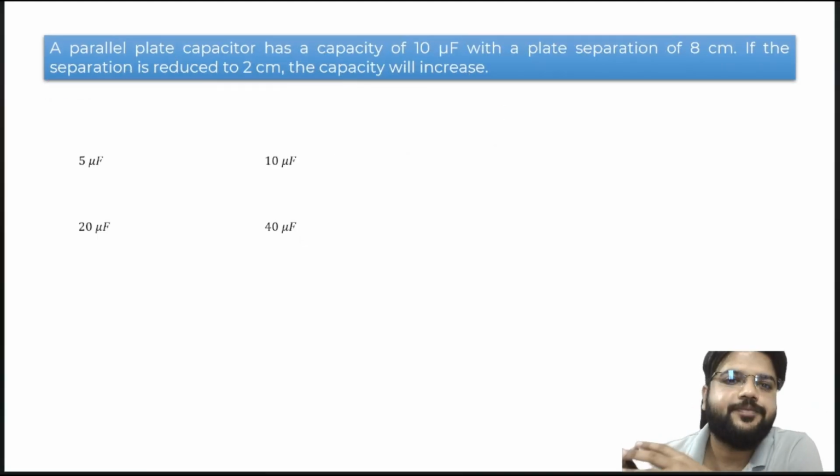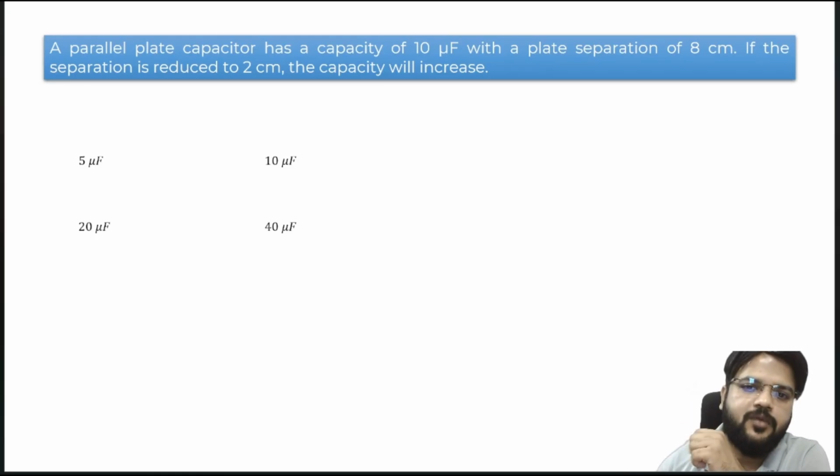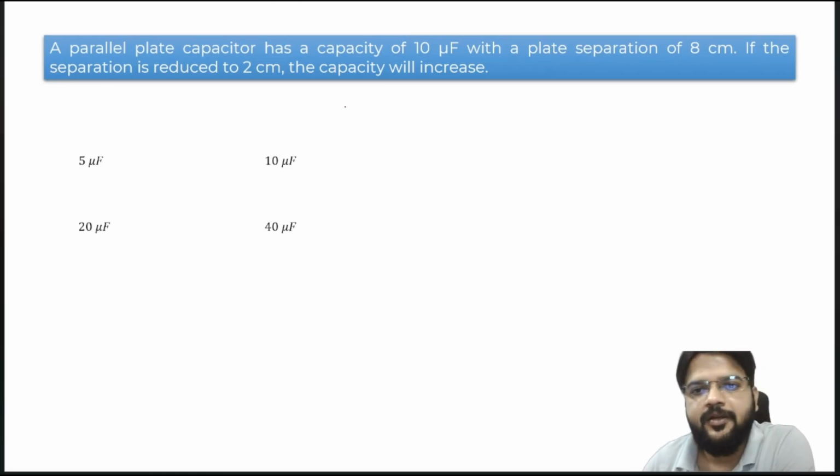Let's see the next question. A parallel plate capacitor has a capacity of 10 microfarad with a plate separation of 8 centimeter. If the separation is reduced to 2 centimeter, the capacity will increase. So let's see how we can do this question and what is happening here.